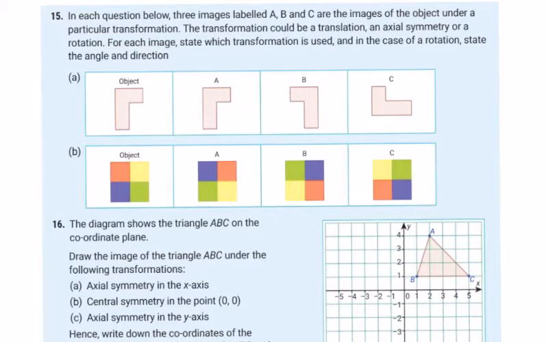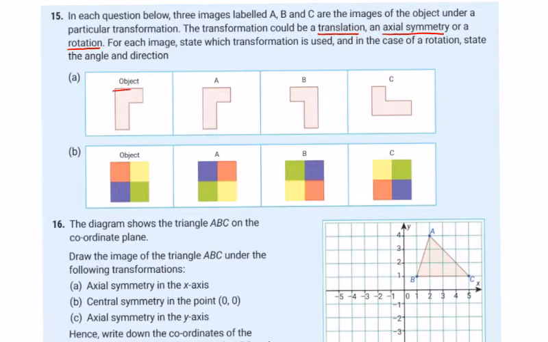Question 15. In each question below, 3 images labeled A, B, and C are the images of the object under a particular transformation. So the transformation could be a translation, axial symmetry, or a rotation. For each image, state which transformation is used, and in the case of a rotation, state the angle and direction.